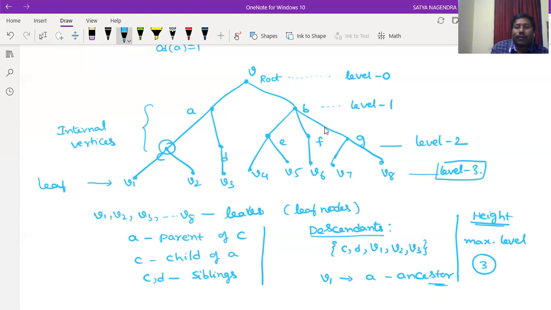For writing that, you have to check the length of the path from the root node. So what is the length of the path from this root node? The path is like V to A, A to C. There exists only one path because it is a tree, not more than one path. So what is the length of that path? The length of the path from the root node to that vertex is nothing but the depth of a vertex.